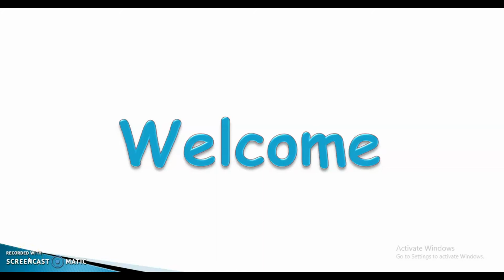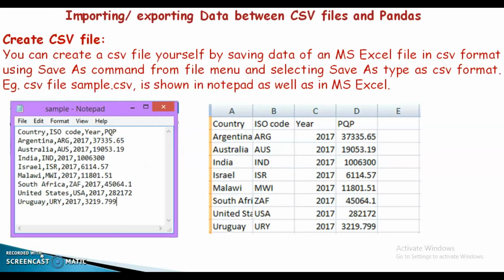Today we will continue the topic importing or exporting data between CSV files and data frames. How to create a CSV file? You can create a CSV file yourself by saving data of an MS Excel file in CSV format using the Save As command from the File menu and selecting which option? Save As Type as CSV format.